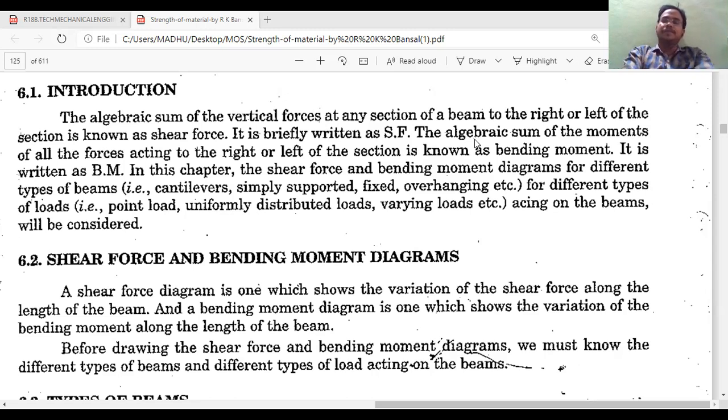and over that beam the forces are acting vertically. Vertically means the forces are perpendicular to the axis of that member or beam. So in that case, the shear force will be the resultant of all the forces that are acting over the beam vertically. The resultant force which is perpendicular to the axis is known as a shear force.